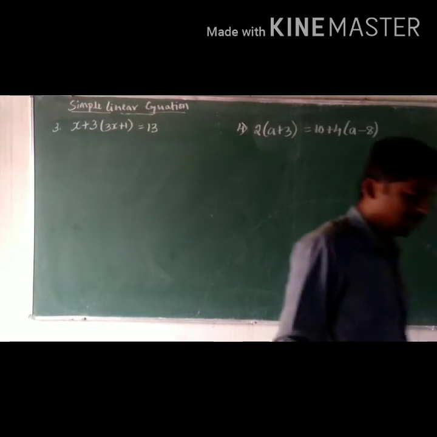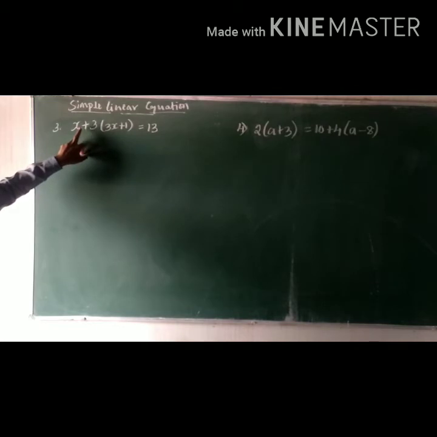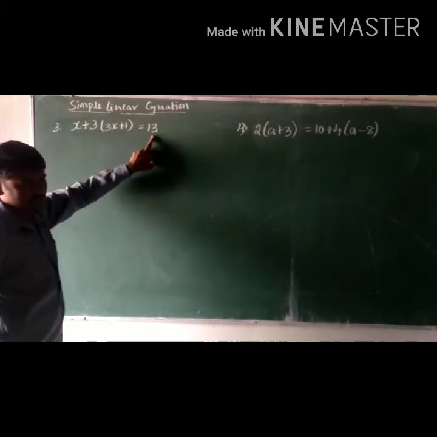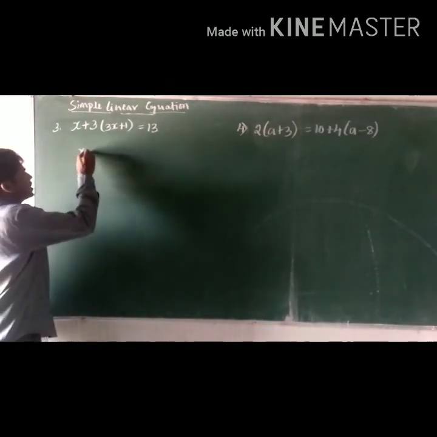Let's see another problem. Now go to problem number 3: x plus 3(3x plus 1) is equal to 13. Now let's see the problem.